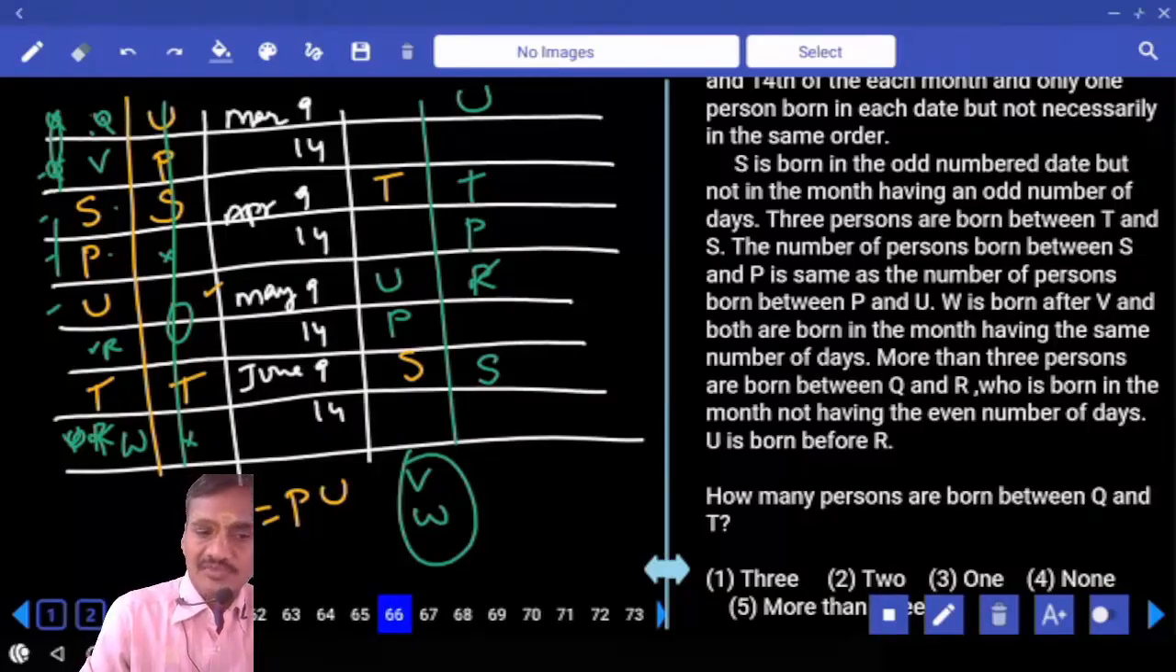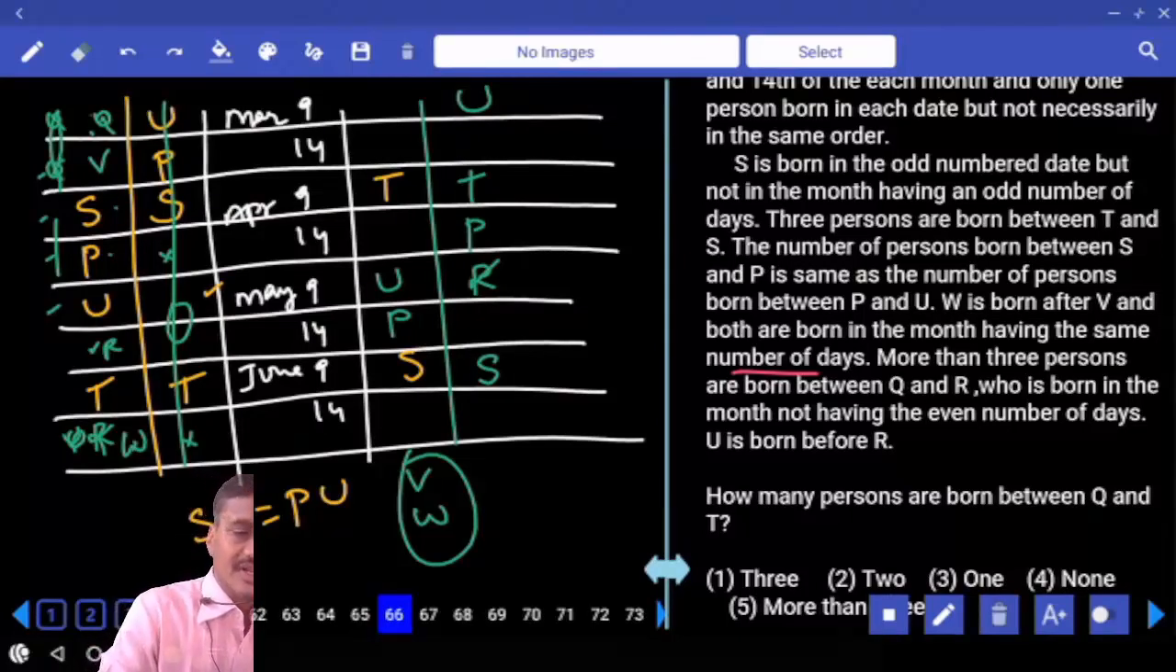W is born after V, and both are born in months having the same number. V is born in the month of March, and W in the month of June. Is it possible here? No. Hence we cannot have W there. Hence, where should W be? W can be at this place.